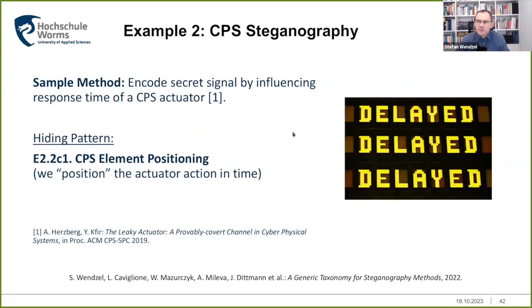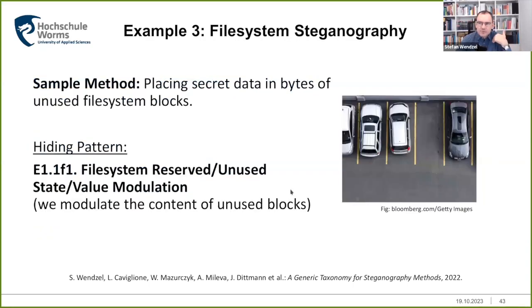Another example, for CPS steganography, would be to encode some secret signal by influencing the response time of a CPS actuator. And that will also be element positioning, just for CPS, because we position the actuator action in time. Or file system steganography. So let's say we have an unused block in the file system, we place some data there, then it's state value modulation, because we modulate the state or value. That state or value is reserved or unused, and it belongs to a file system. So the pattern is file system reserved unused state value modulation.